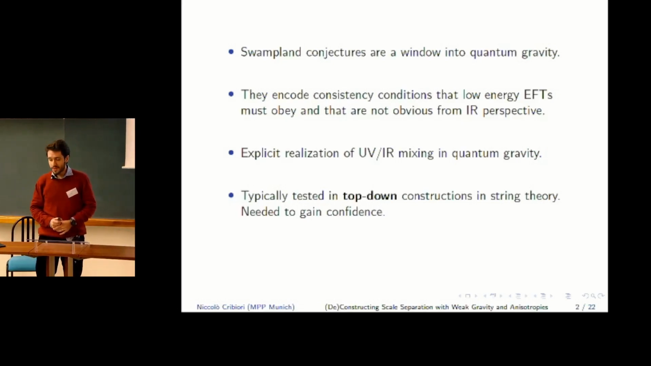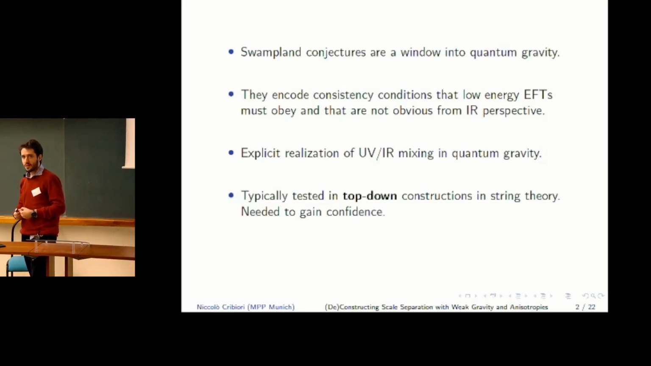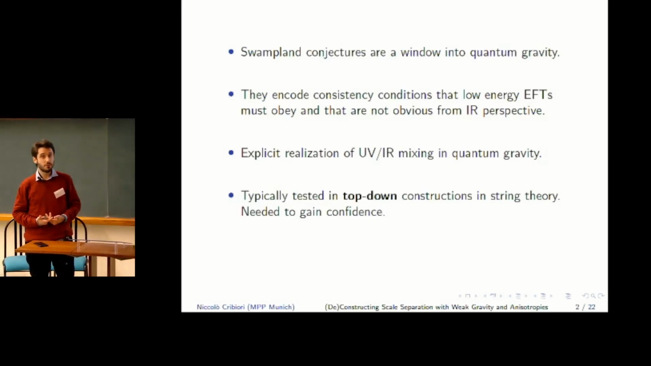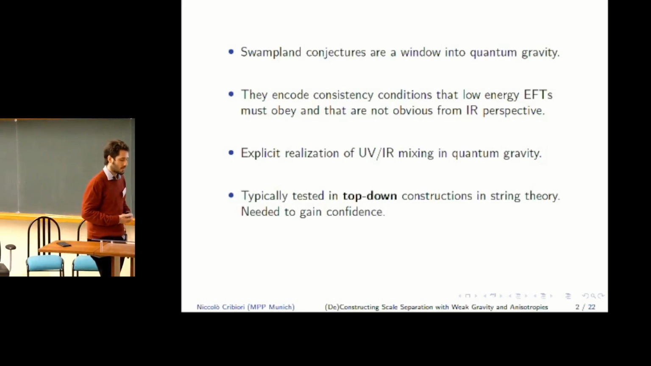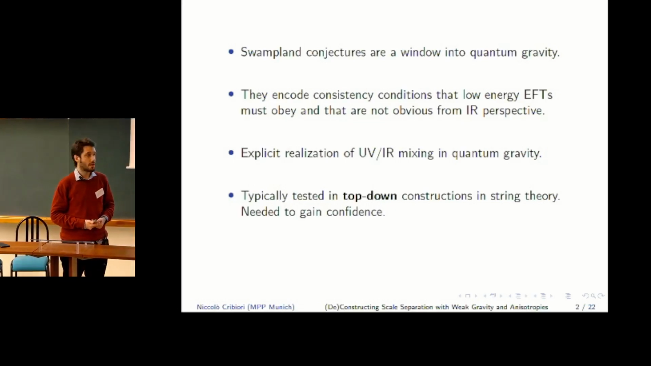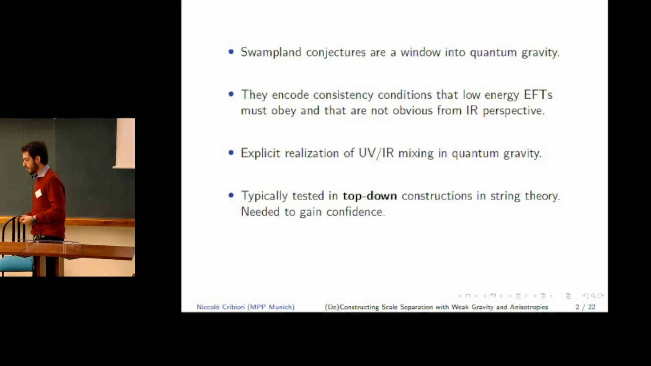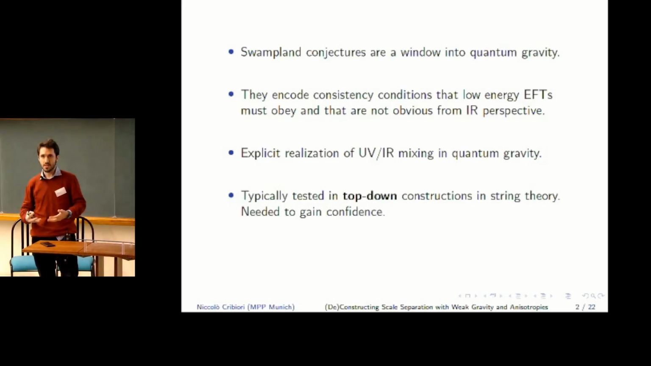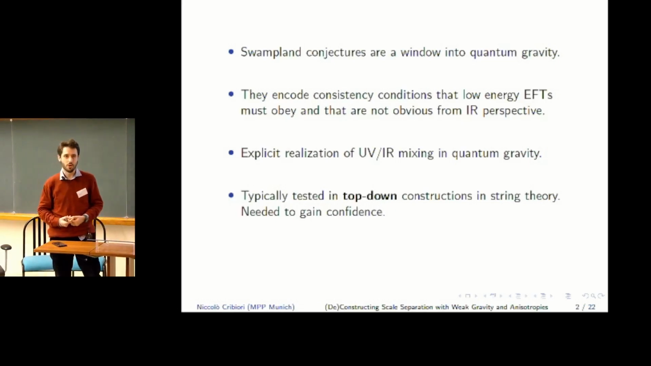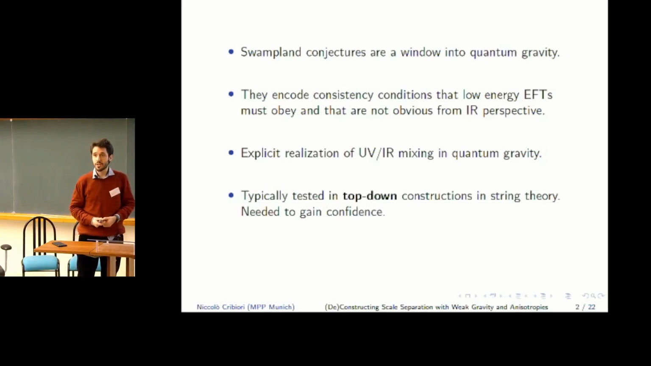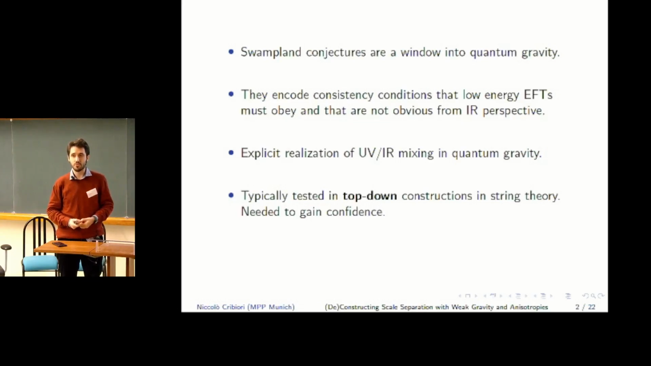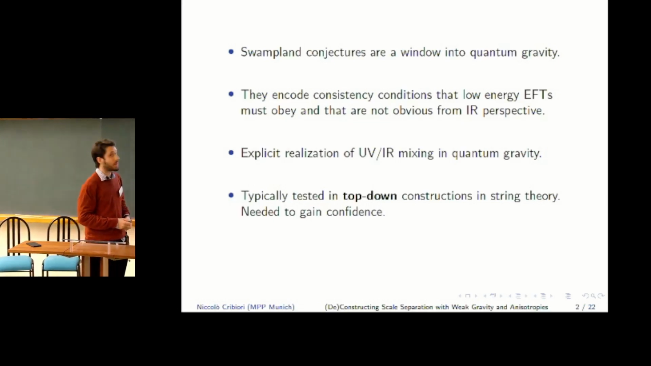Let me start by remembering that Swampland conjectures, as we know, are a window into quantum gravity. The very fact that this conjecture exists or can be formulated is a proof of concept that quantum gravity is mixing UV and IR. Typically you test conjectures from top down, so from string theory, because this is basically the best understood framework in which to work. And this is an extremely important job, because it's the only way we have at present to gain confidence in those conjectures. However, this is not what I'm going to do in the first part of this talk.